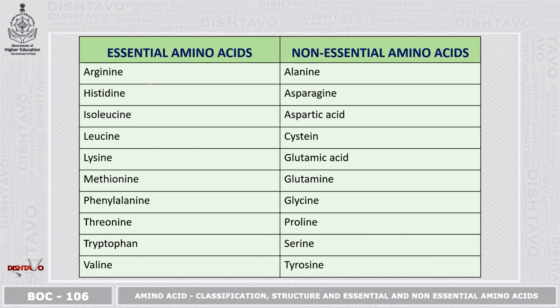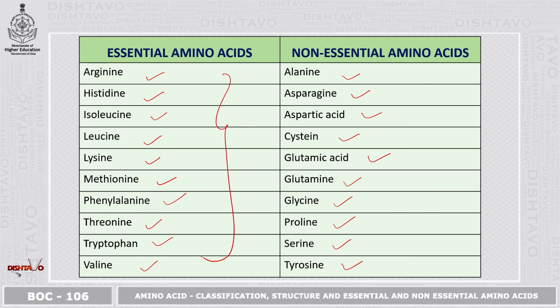Under essential, we have arginine, histidine, isoleucine, leucine, lysine, methionine, phenylalanine, threonine, tryptophan and valine. And under non-essential, we have alanine, asparagine, aspartic acid, cysteine, glutamic acid, glutamine, glycine, proline, serine and tyrosine. So, essential means we have to consume these particular amino acids through our diet. That is why they are nutritionally essential, whereas the others are synthesized in our body and we need not take them through our diet, through our food.